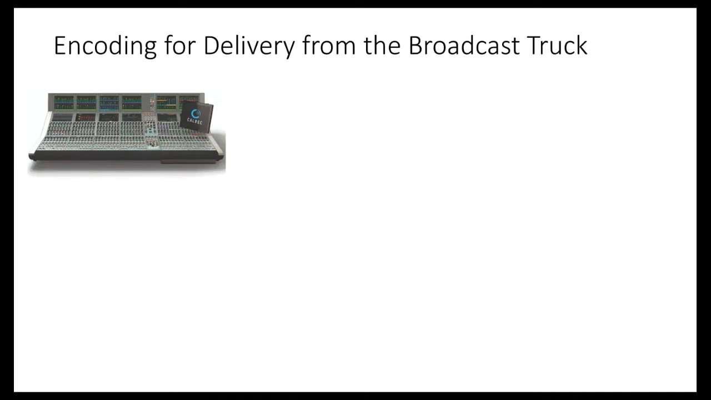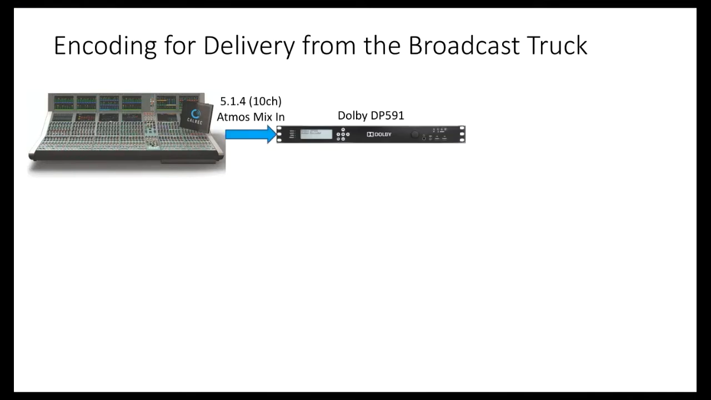So from the truck, what does it look like when we're encoding for delivery? That means encoding directly to an Atmos format for delivery from the truck. Generally in use is the Dolby DP591 that can encode to the Atmos format, what we call Dolby Digital Plus with JOC metadata. And that's typically a 5.1.4 program configuration.